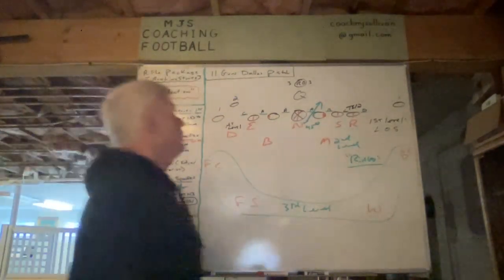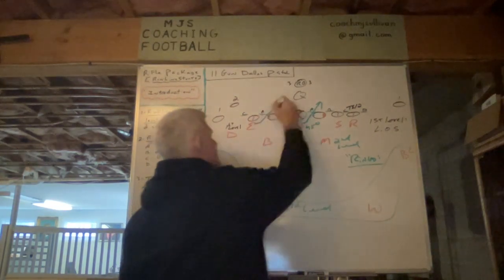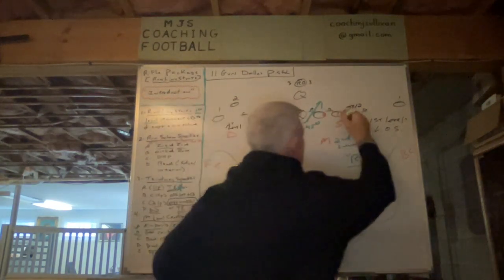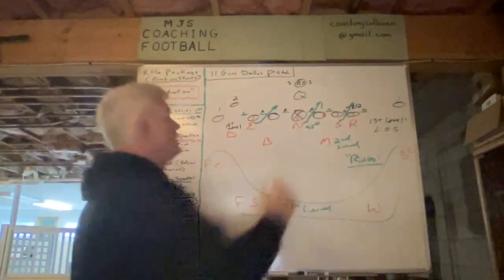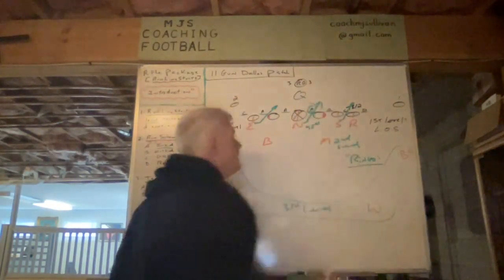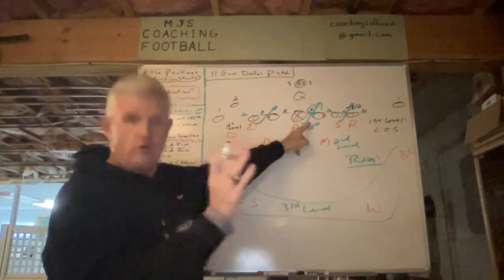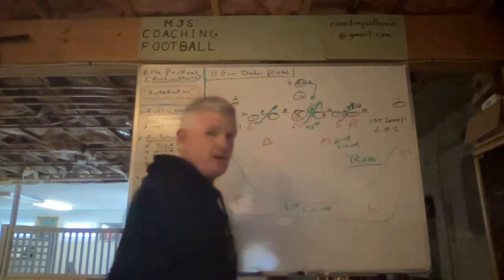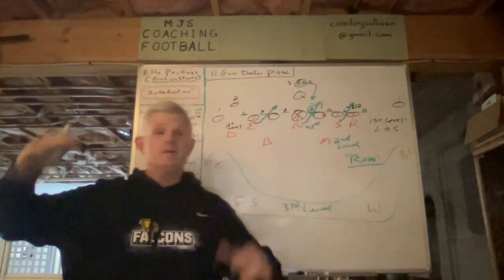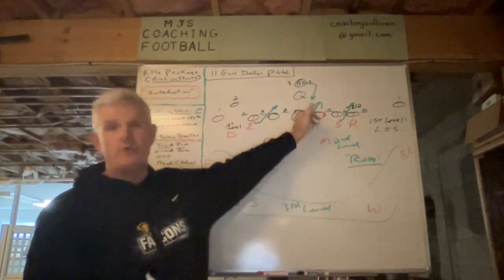Gap control. When we're slanting, right, 45 near hip, 45 near hip. He's penetrating the A gap. He's got to control the A gap. He's got to make sure that this quarterback, right, does not bend it or press it through the A gap.